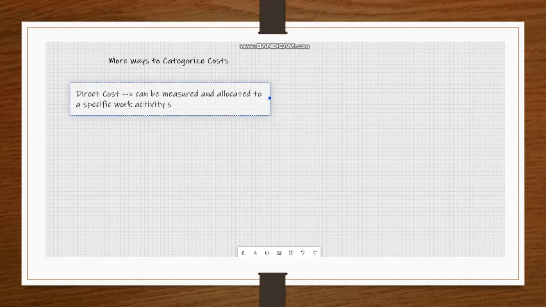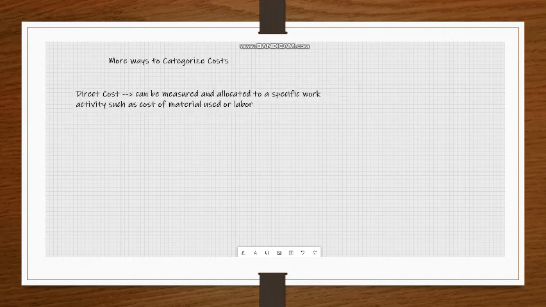such as cost of material used or labor. So direct cost is something that directly affects this cost, like material or labor. And if we have direct cost, of course we will have indirect cost as well.